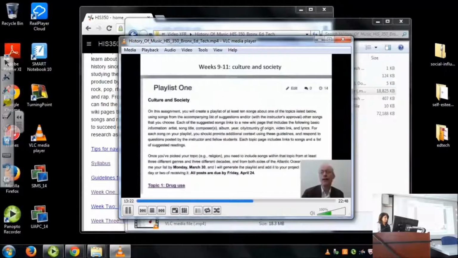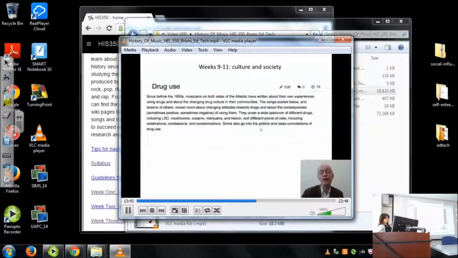How does this break down? Well, what I essentially do is I tell the students what to do, basically picking 10 songs about one of the topics. Each of the songs links to a wiki page, which is very much like what they learned to do in the first half of the course. And once they pick their songs, they essentially give me the songs. I build playlists for them on individualized team pages.